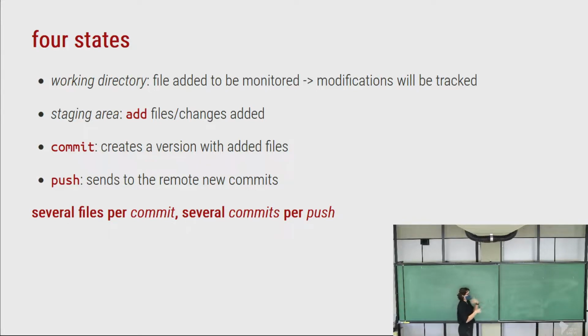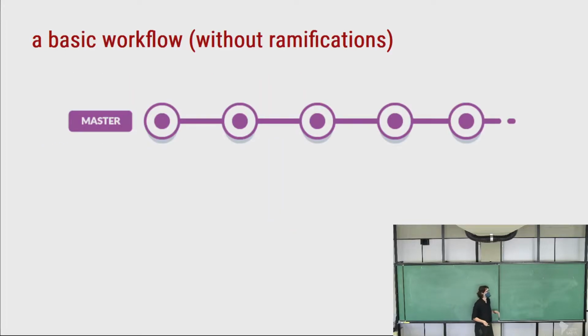So you can make several commits per file. You can make several commits for different files. You can make multiple commits and one push, or one commit, one push. It really depends on how you like to work. But this is a basic Git workflow. The dots represent a particular version, a particular commit. And we have a main branch that we work on.